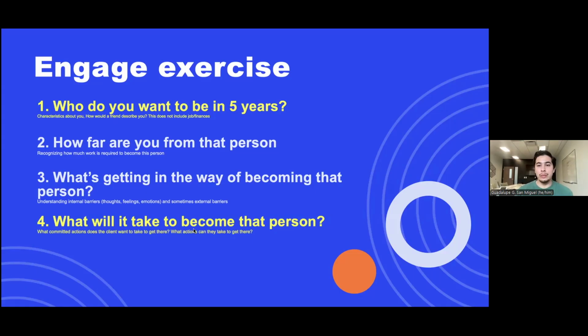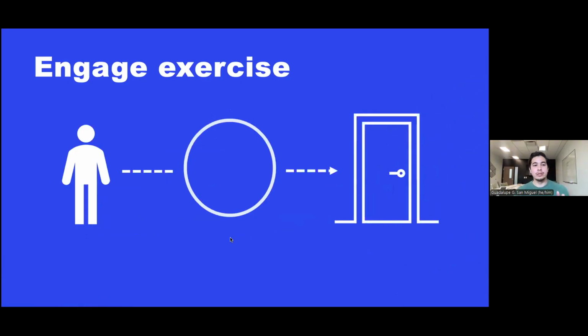The other cool thing is I will visually draw this out with clients as well. The way I do this looks exactly like this. I will draw a door, I'll just draw a stick figure, honestly, and then I'll draw a circle. With the door specifically, that's where I ask, who do they want to be in 5 years? And I wrote down an example. A very common one with clients that I've had is, I want to be a social person.